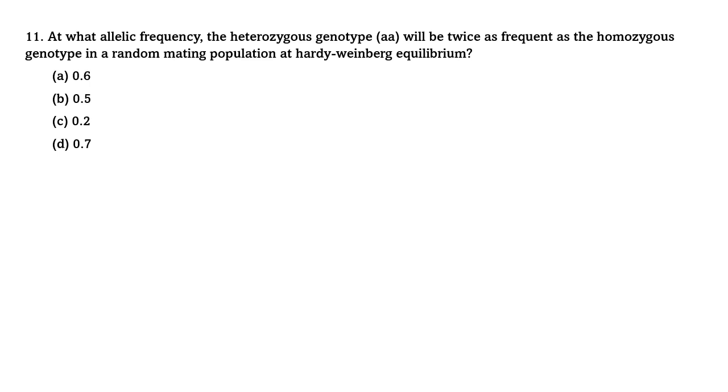Next one. What will be the allelic frequency if the heterozygous genotype with small a will be twice as frequent as the homozygous genotype in a random mating population at Hardy-Weinberg equilibrium?